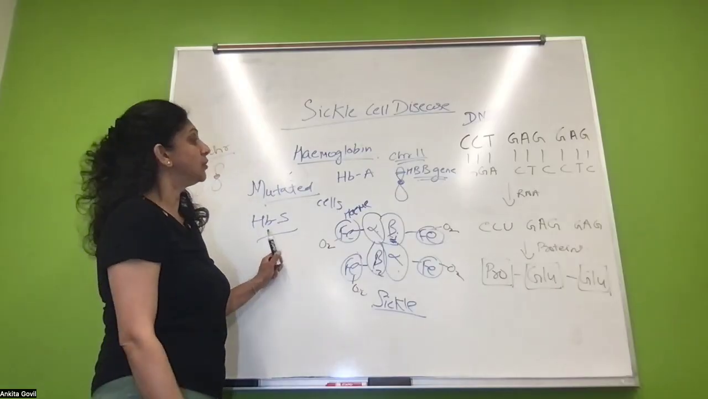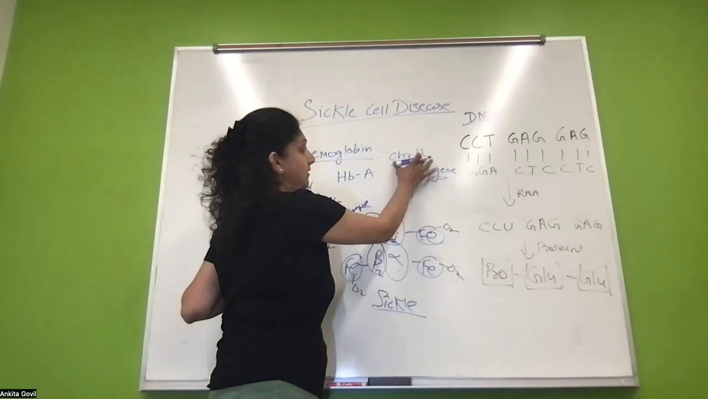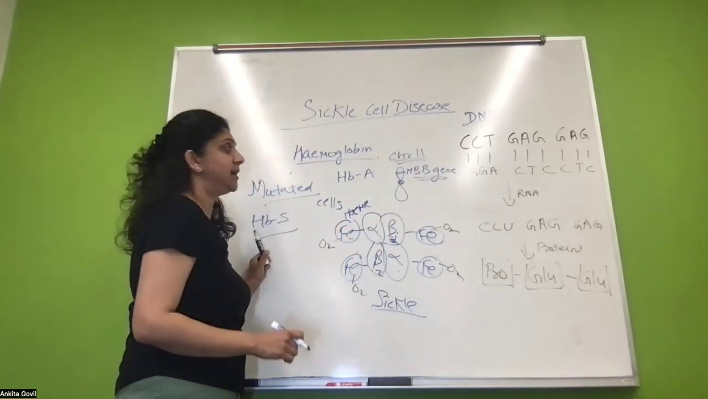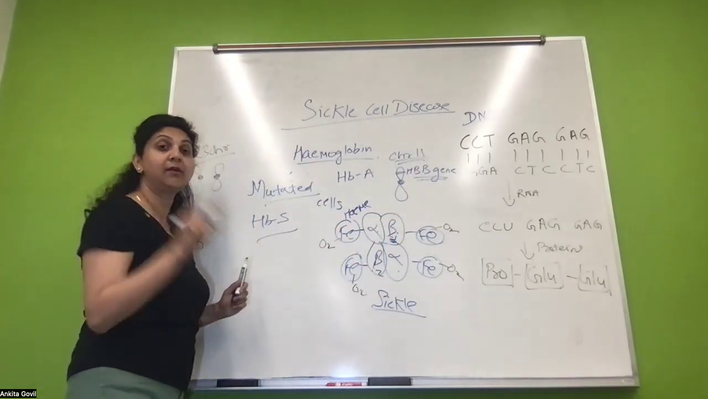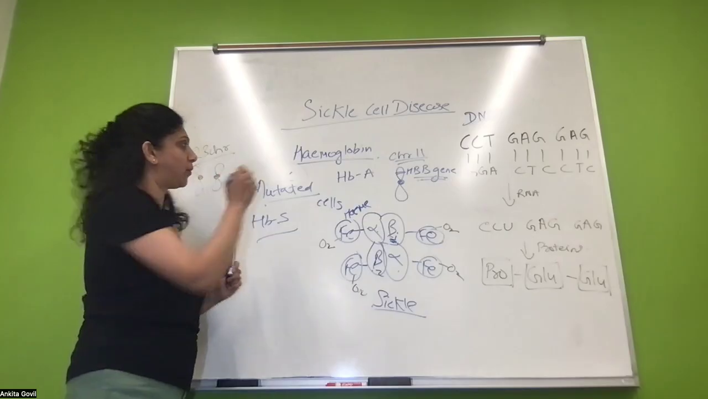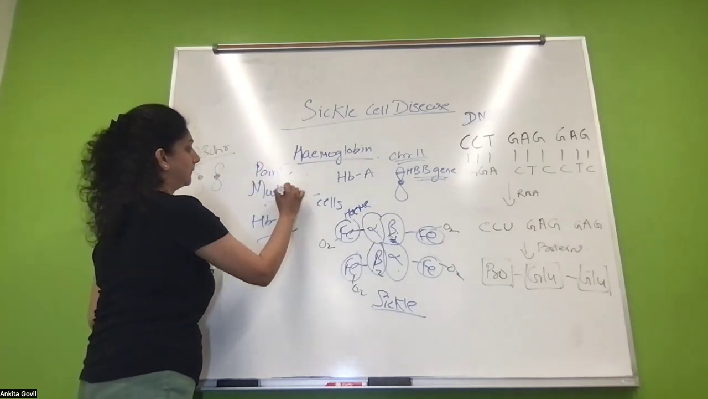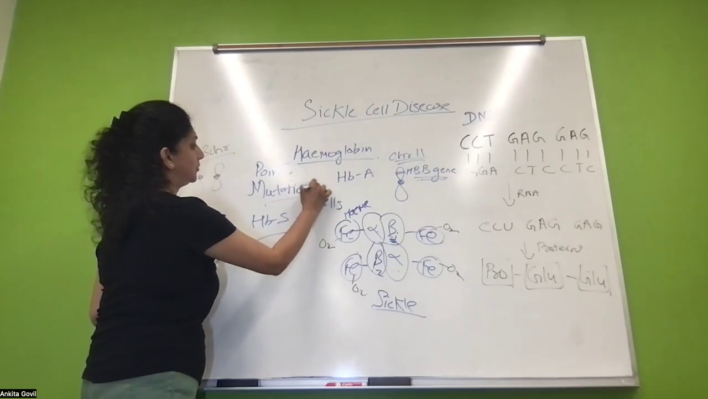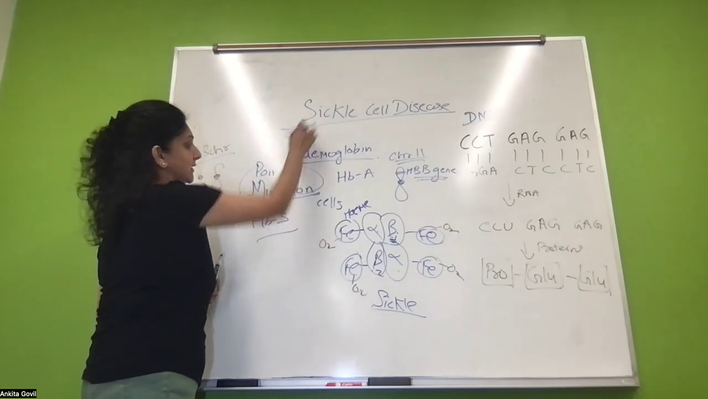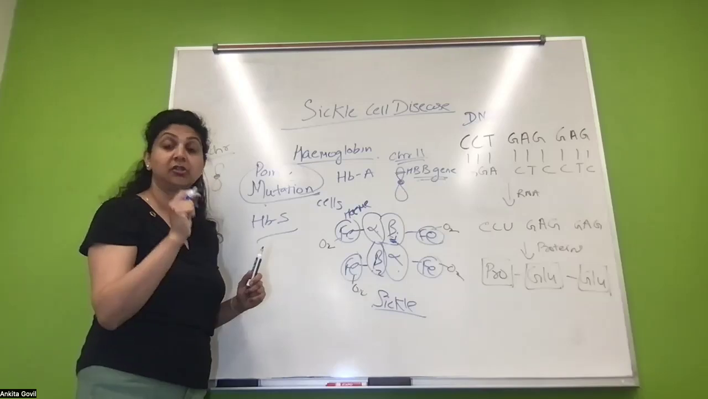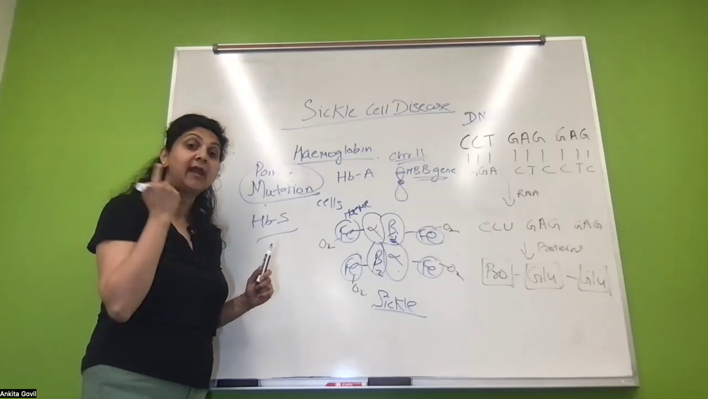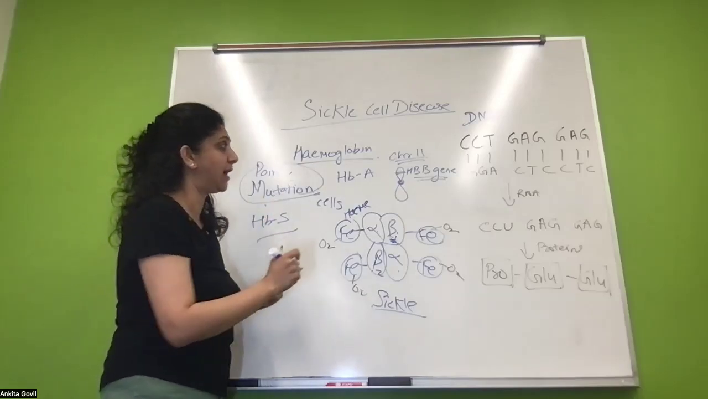All right. So this HBB gene that is present on chromosome number 11 is mutated, and it is mutated only at one particular point. That's why it is called a point mutation. Sickle cell disease is because of the point mutation, the mutation that takes place only at one point. I'll show you how now.